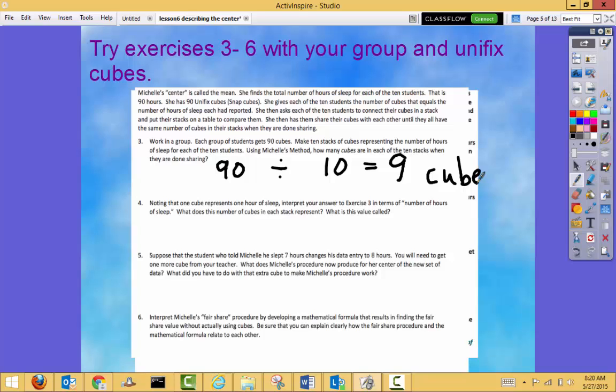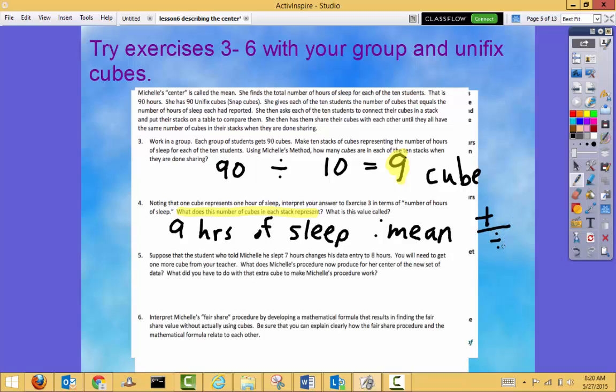Interpret your answer for exercise 3 in terms of number per hours of sleep. What does this number of cubes in each stack represent? What is this value called? So this is asking you this. What does this 9 represent? And then what would we call this in mathematics? How did we get this answer? Well, this 9 represents 9 hours of sleep. And what this value is called is the mean. Remember from fifth grade, our mean is we add all the values up, and then we divide by however many numbers we added.